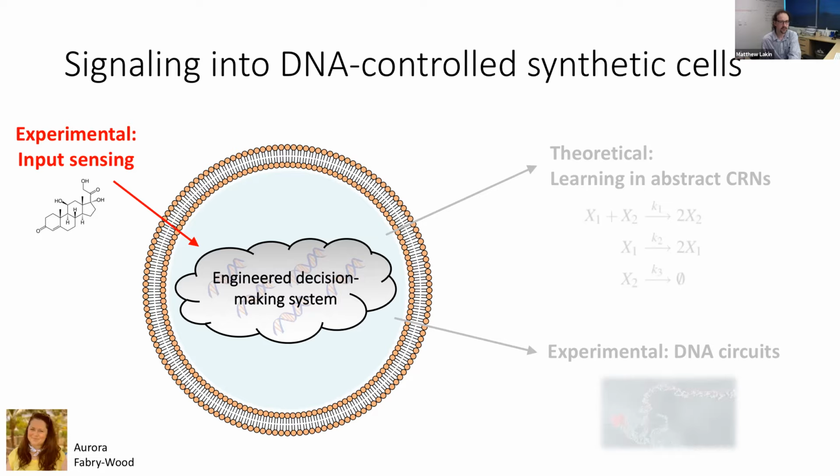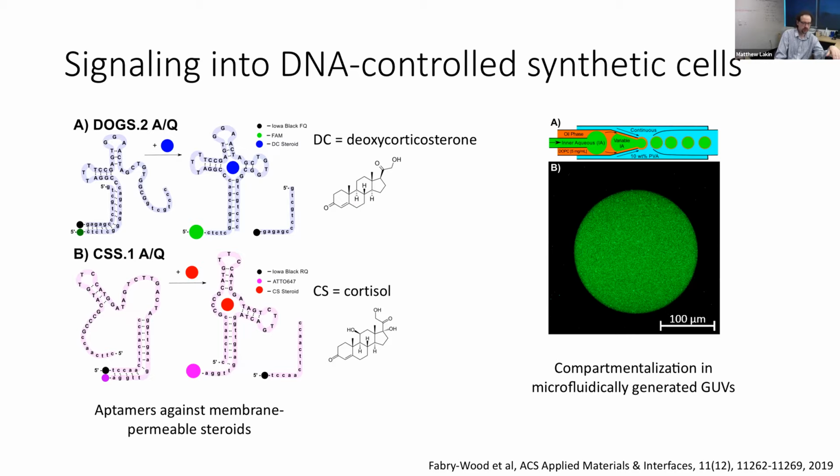And so this work was on sensing of inputs, stimuli, by DNA components in these microfluidic generated compartments. This work was done in collaboration with a number of groups at UNM, and colleagues at Columbia University who had isolated DNA aptamers against various membrane permeable steroid molecules, such as deoxycorticosterone, DC, and cortisol, which we call CS.